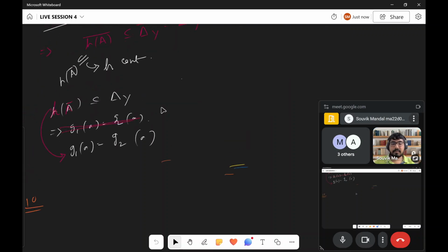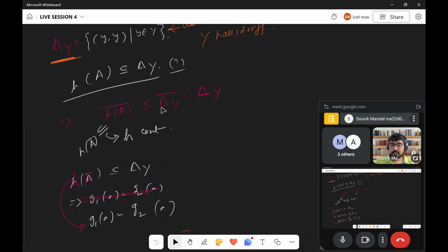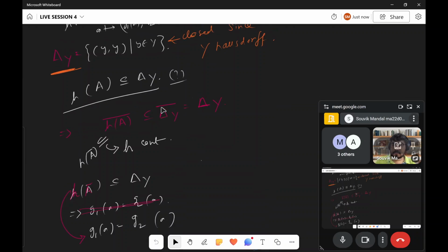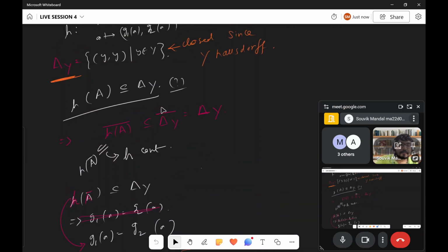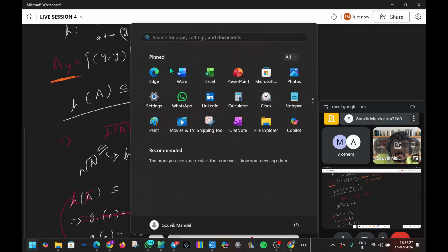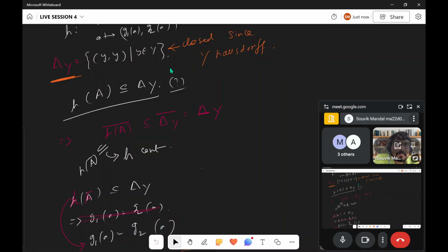Yes, tell me. Like this bar means closure, right? Bar means closure, yes, correct. So since h is continuous, h of the closure of A is in the closure of h of A. Yes, it's a general fact.